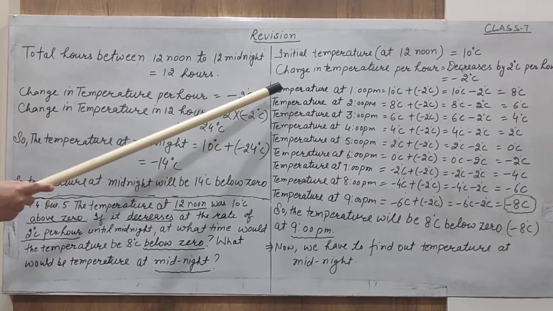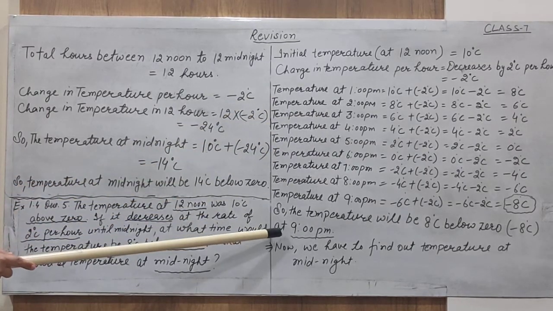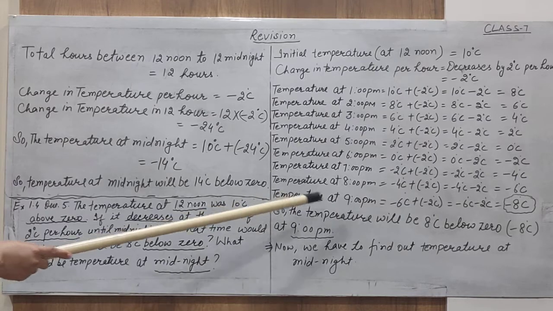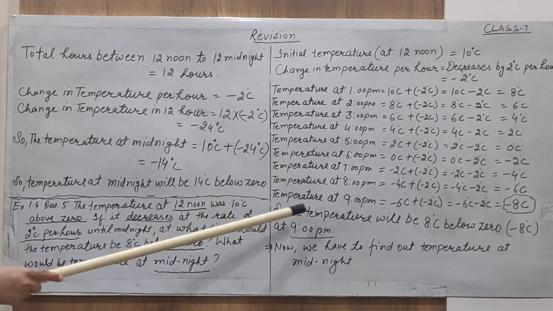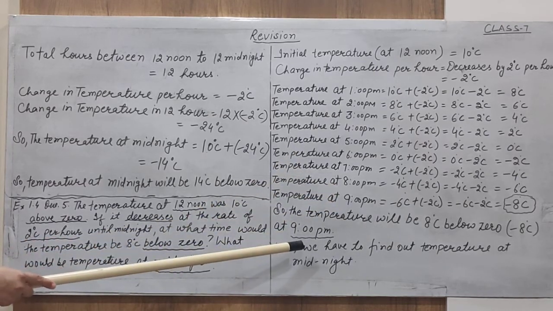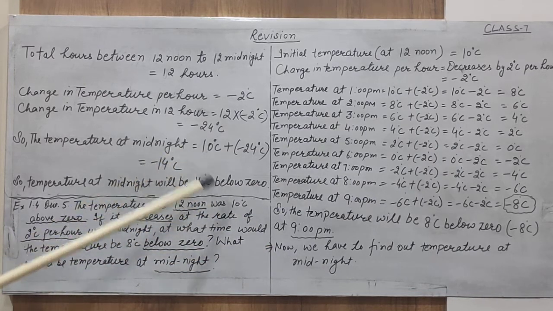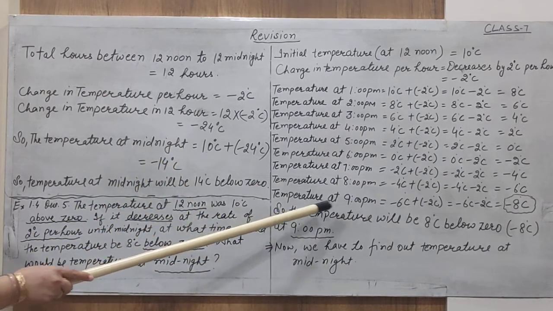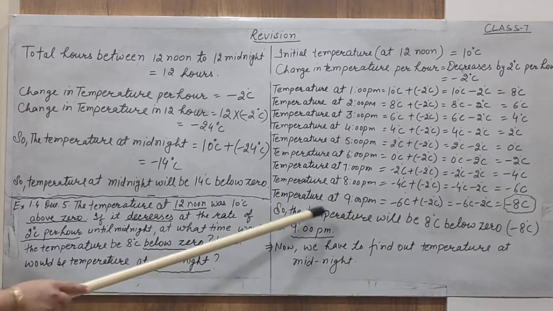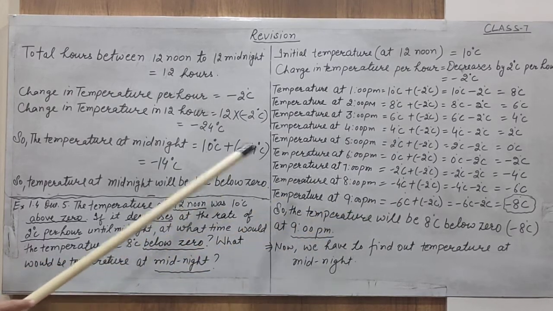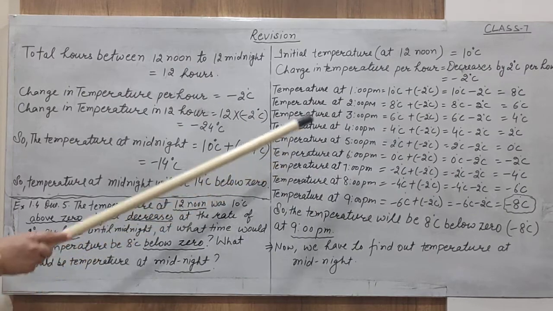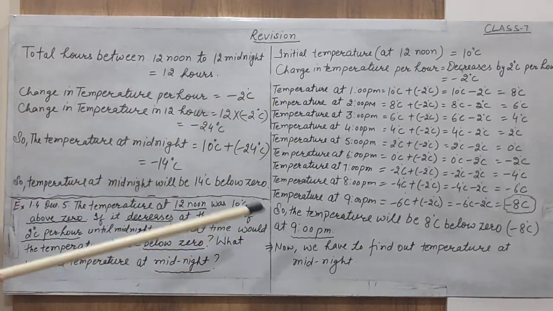And we can also find out the temperature by this method, because the temperature at 9 pm we have found out. Next, continuing by this method also can be used to find out the temperature at midnight. We can find the temperature at 10 pm, similarly for the 11 pm and up to 12 am. So I hope you very well understand the question.